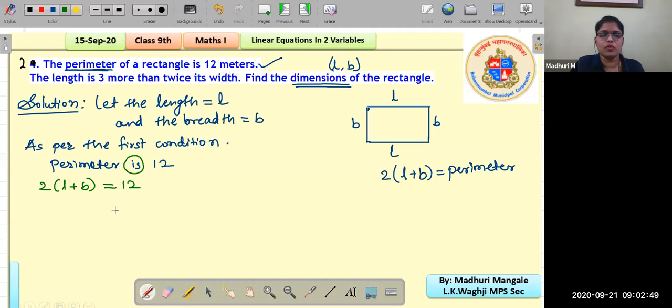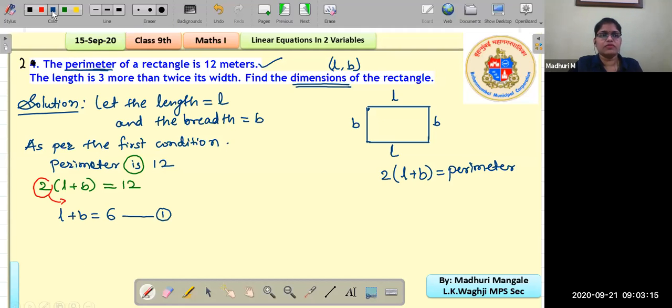But remember, we can always simplify the equation then and there itself. So the 2 over here is in multiplication. We shift this 2 to the other side. That would be division. So let us divide. That would be L plus B equals 12 over 2, that is 6, right? So we got L plus B equals 6 as the first equation, correct?